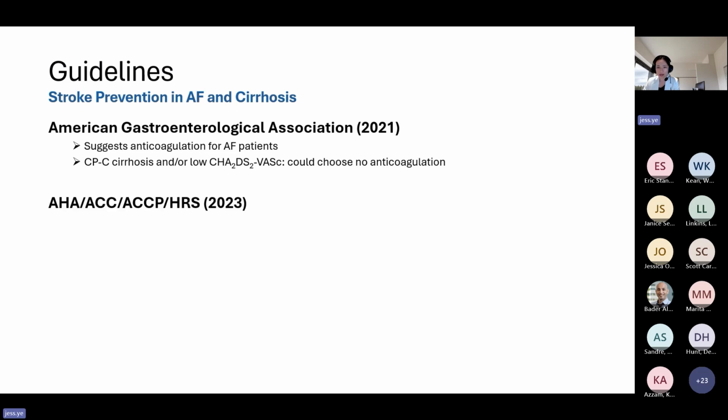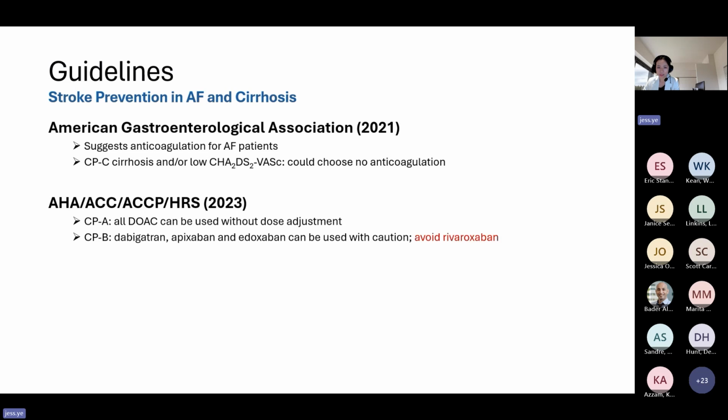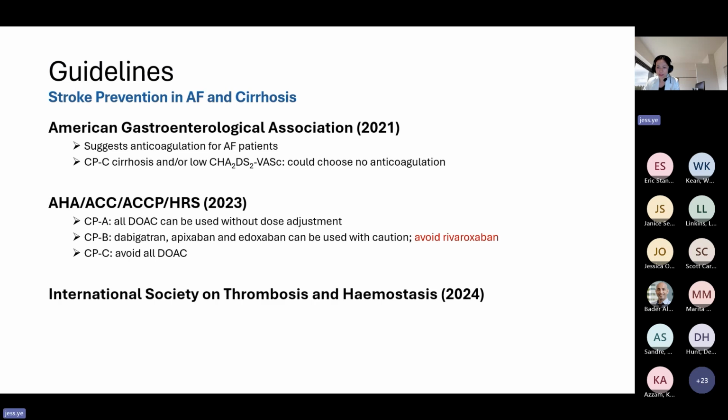The AHA-ACC guideline from 2023 states that all DOACs can be used in their standard dose in Child-Pugh A. In Child-Pugh B, you can use all the DOACs with caution, but it recommends avoiding rivaroxaban. For Child-Pugh C, avoid all DOACs. The International Society on Thrombosis and Hemostasis, or ISTH, from 2024, recommends all DOACs in their standard dose in Child-Pugh A and B. For Child-Pugh C, there's inadequate evidence to make a recommendation.